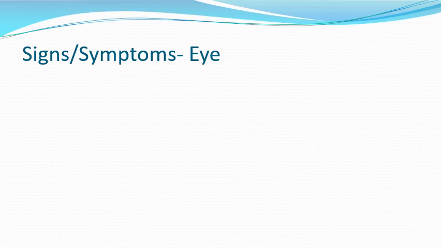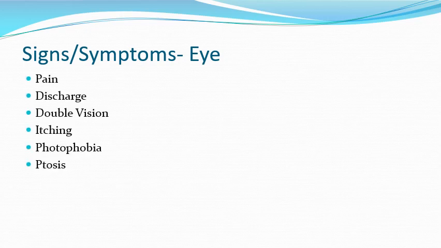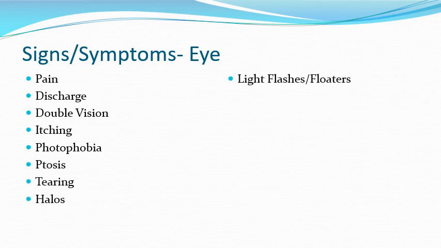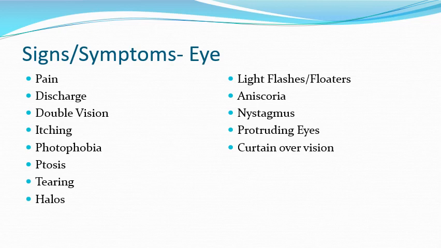So if we look at signs and symptoms of the eye, there are various signs and symptoms that will come about as a result of the various pathologies. Some are more significant than others. So pain, discharge, double vision, itching, photophobia, which is sensitivity to light, ptosis, which is a drooping eyelid. And that comes with some pathologies.